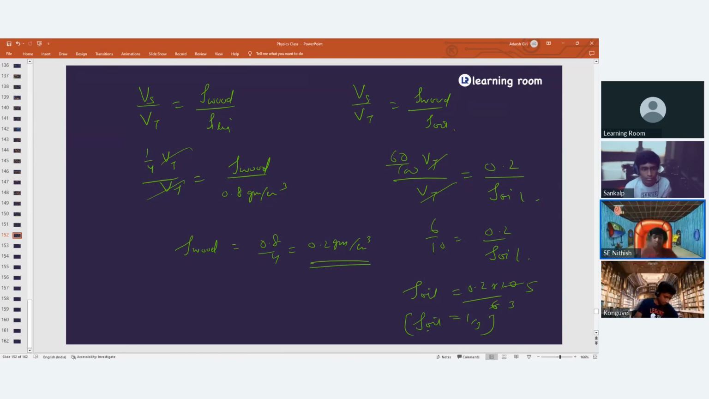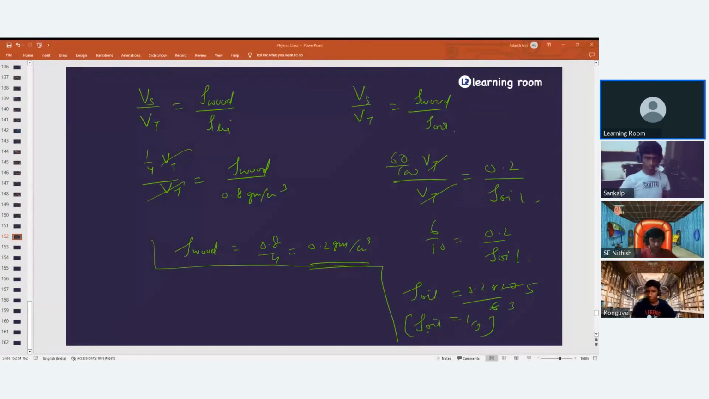First we use the volume displaced by the body into density into gravity, which will give us 3 by 4. It's not that hard. Go through the notes, just two pages, and try to solve by this. 3 into 1000. Exactly. It's as simple as that.